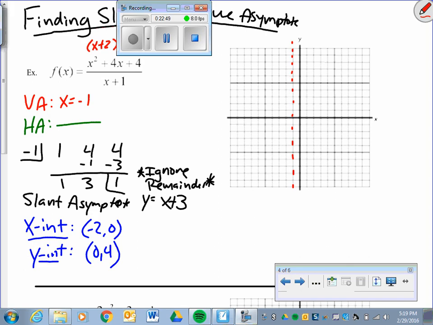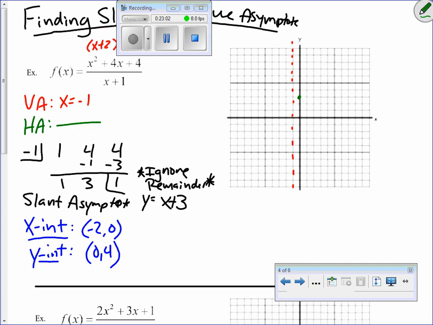No horizontal asymptote, but let's go ahead and put our slant asymptote or oblique asymptote on there at x plus 3. So if we do that, we know that it has a y-intercept of 3, 1, 2, 3, and it's got a slope of 1, so very roughly right about here. And there's our slant asymptote. Let's go ahead and get our intercepts on there. So we have an intercept at negative 2, 0, so right about here. And another intercept is at 0, 4. 1, 2, 3, 4.